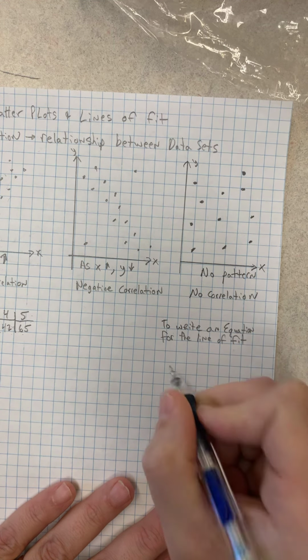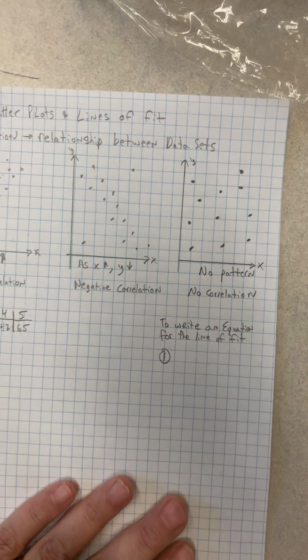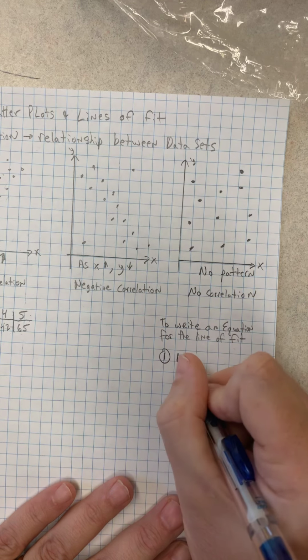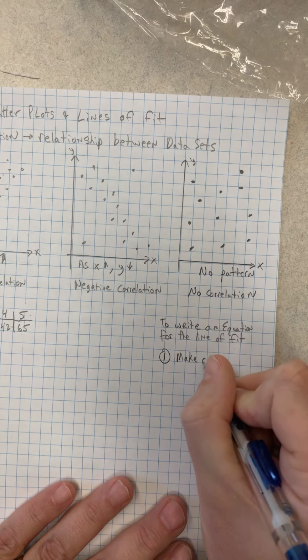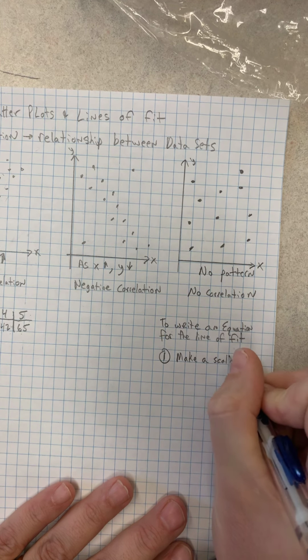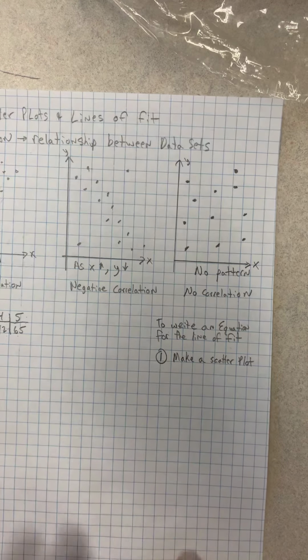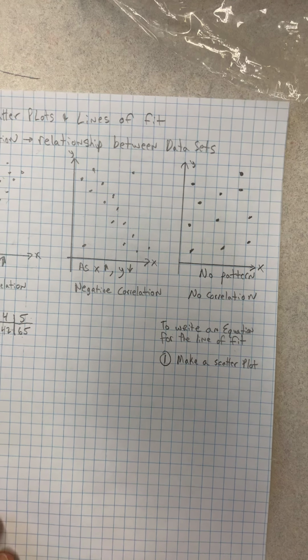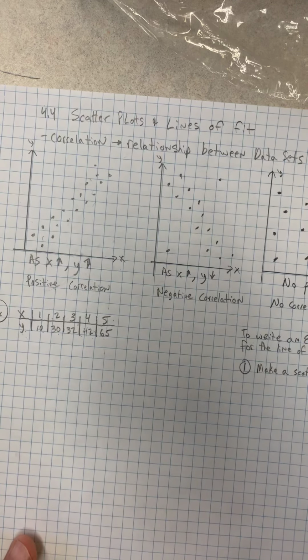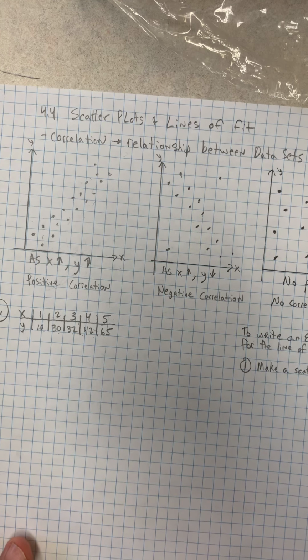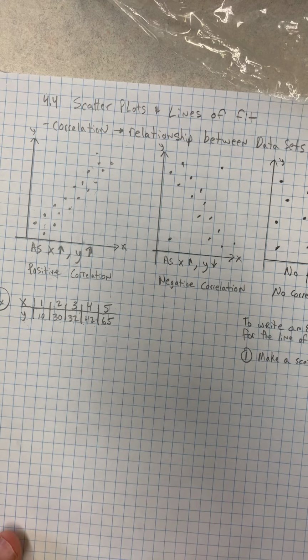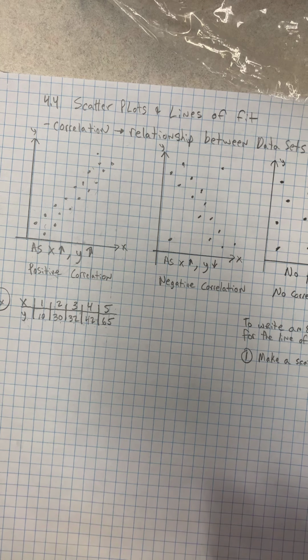Step 1, make a scatter plot. So we're gonna make a graph. I'm gonna make an XY coordinate plane, and I'm gonna look at my values of my X and Y when I do this. You want your graph to look good. You want it spaced out. You want it to be usable.